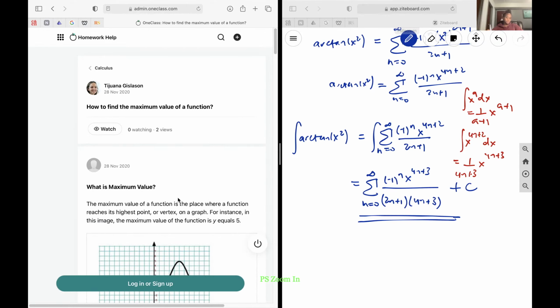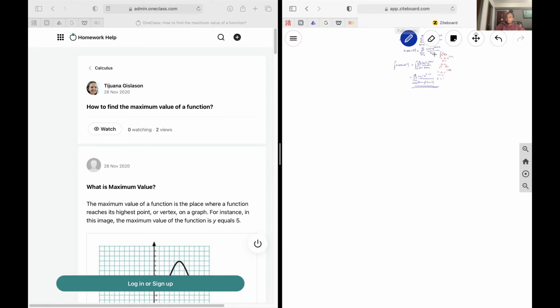Okay, now we're going to be dealing with how to find the maximum value of a function. There are many ways to do this, all not of equal use, of course. So method 1 would be to simply graph the function. If you're given the function, just plot a bunch of points.